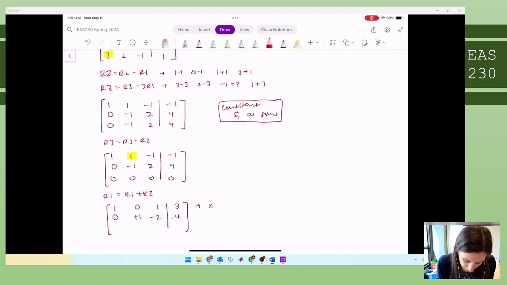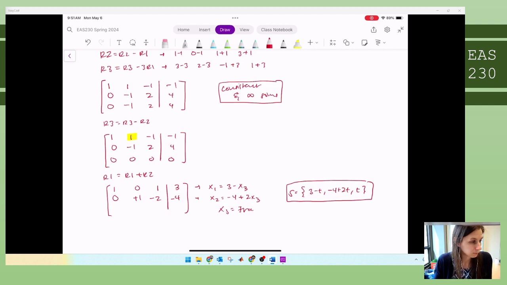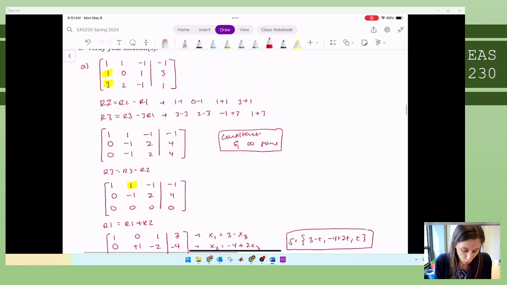So this tells me that x1 equals 3 minus x3. And this one tells me that x2 equals negative 4 plus 2x3. So x3 is a free parameter, which means my solution is going to look like this: 3 minus t, negative 4 plus 2t, and then t. Yep. Okay, so there's my solution.